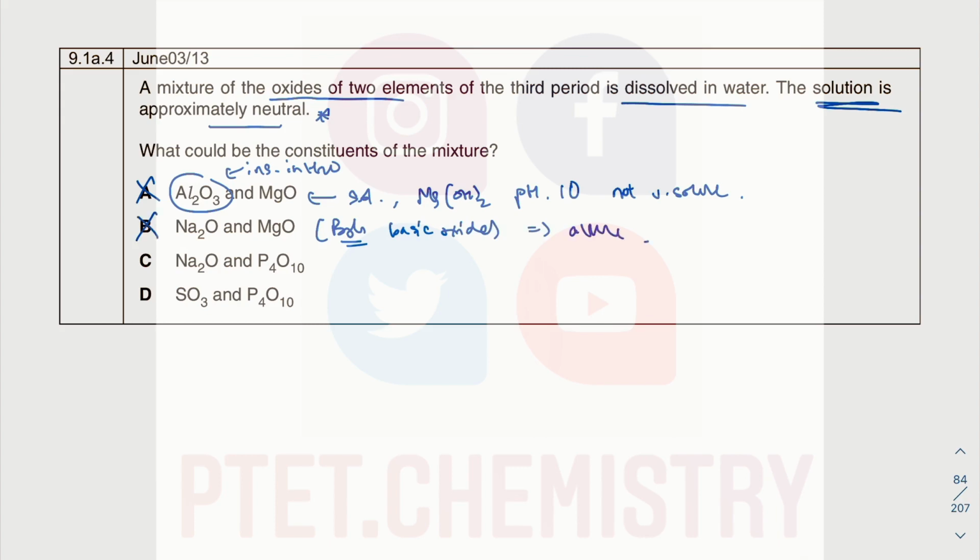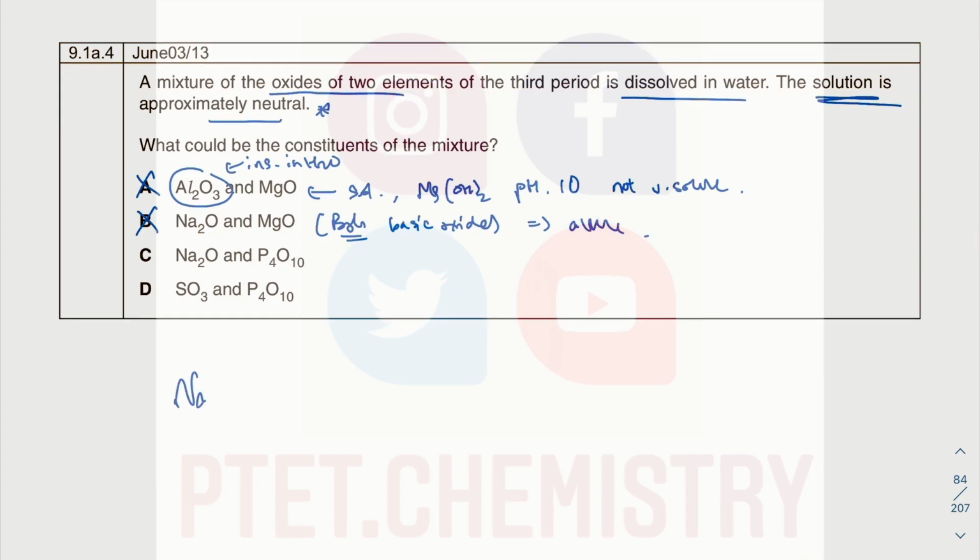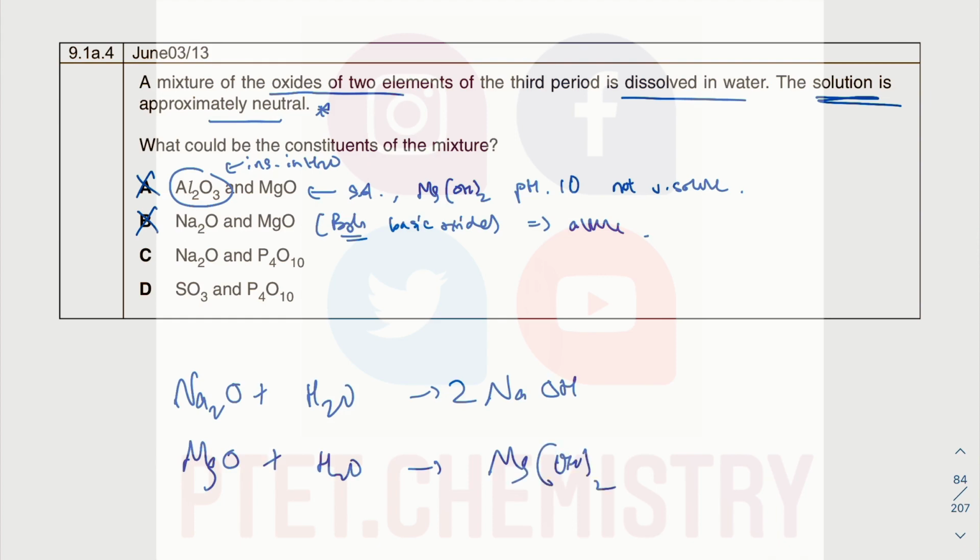So again, B is incorrect. So both of these can dissolve in water. I'm not sure if you know how to write the equation, but in case you don't, you need to. Because this is actually always asked in the theory paper, and you have to balance the equation as well. So that is your basic oxide.